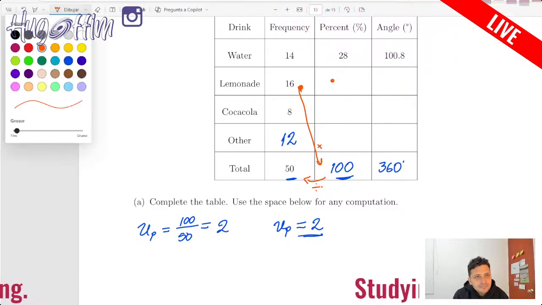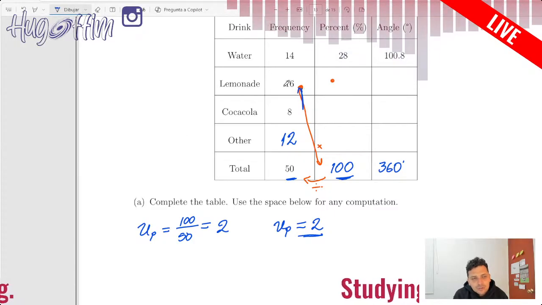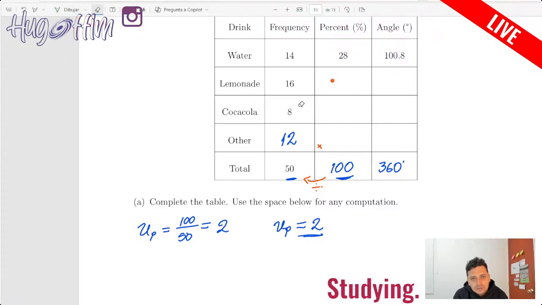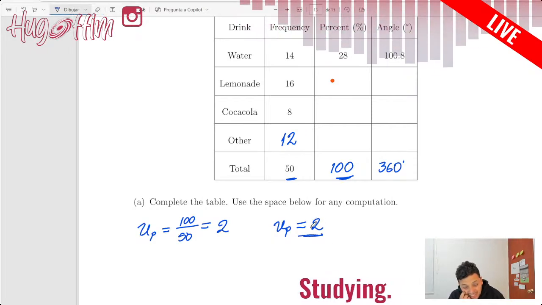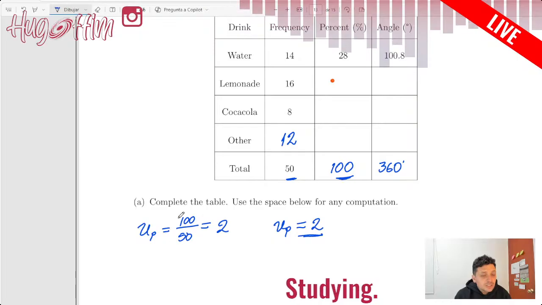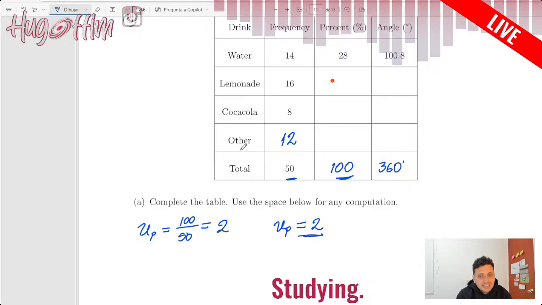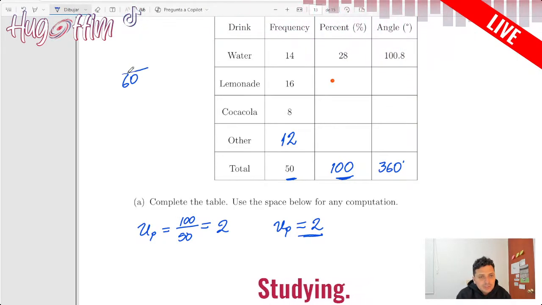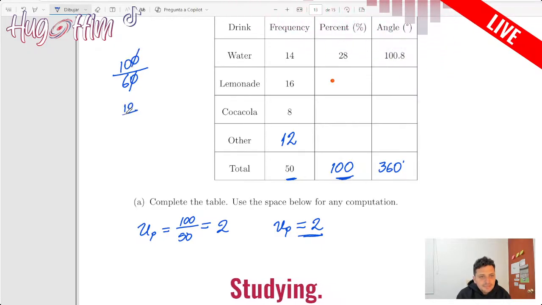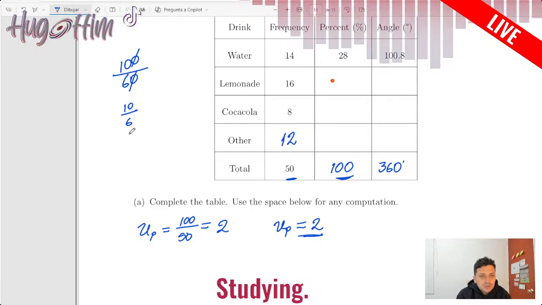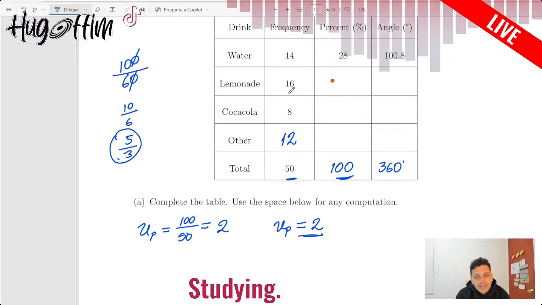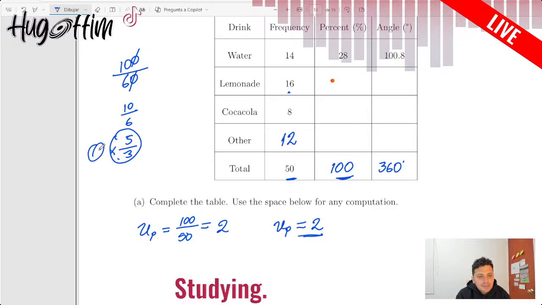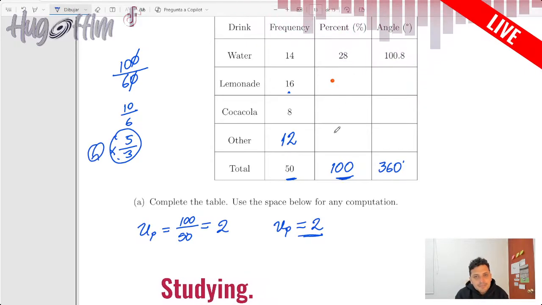As I already know the unitary percent, I'm just going to multiply. What happens if the unitary percent is not straightforward? Use fractions. Let's say that the total is 60 people. So you get 100 over 60. Divide by 10, 10 over 6, divide by 2, 5 over 3, and I got 5/3. So any number must be multiplied by 5/3 to determine the percent.